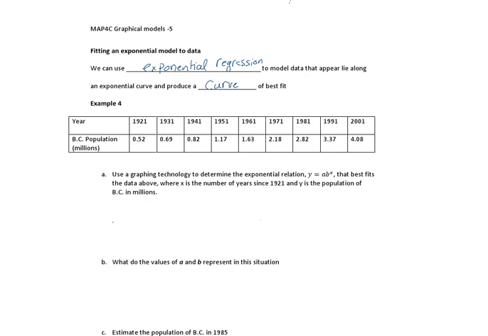Number one, this question is telling you that it's going to be exponential because it's asking you to find the equation y equals a b to the power of x. So it's telling you ahead of time that it's exponential.